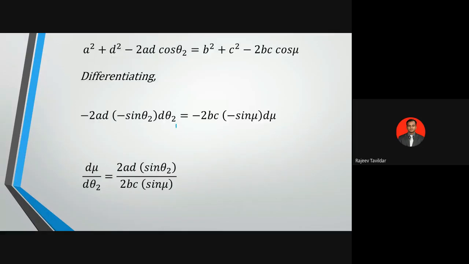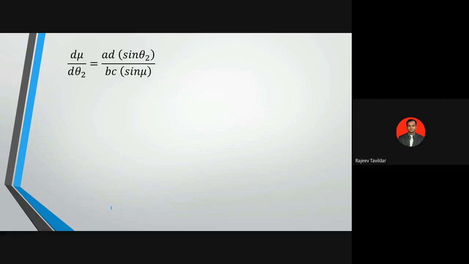In the next step, I've cancelled this 2 and this 2, and whatever is the remainder, I've written here. d mu upon d theta 2 is equal to AD upon BC sin theta 2 upon sin mu.